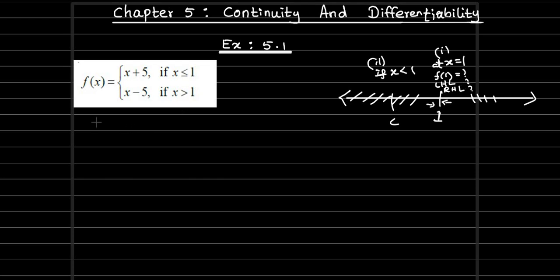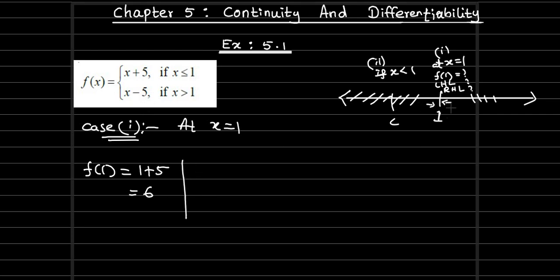Now case 1, let's do it in detail. In case 1, what is the condition? If x is exactly 1, so at x equal to 1. As per the given, if x takes the exact value 1, the suitable function is the first one. So substituting x as 1, 1 plus 5. That answer is 6.